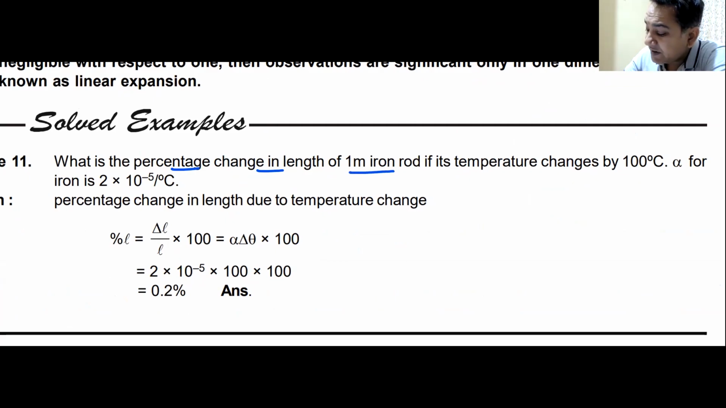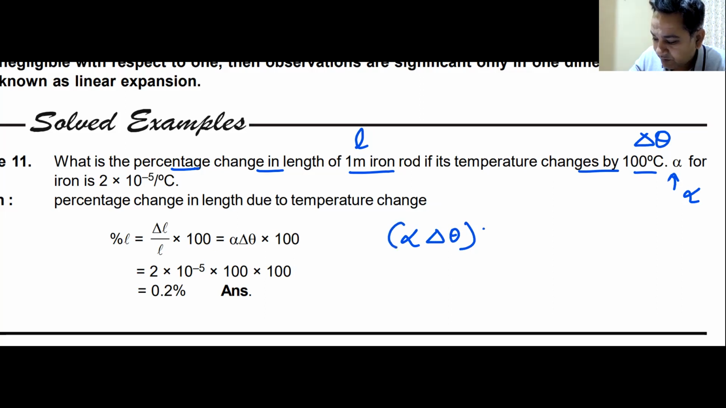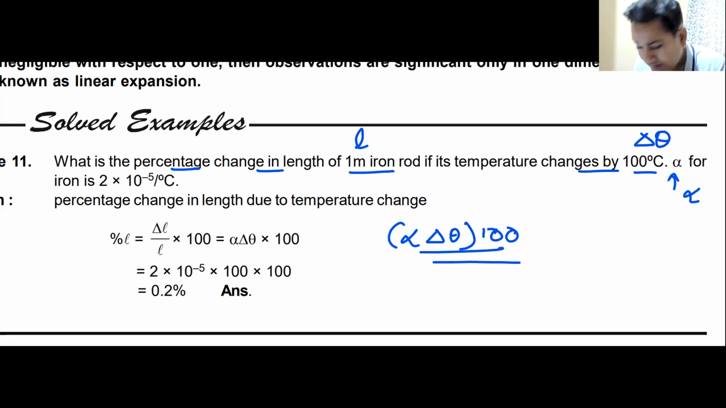Of a 1 meter iron rod, if the temperature changes, I will write the length as L, the change in temperature as delta theta, and the coefficient as alpha. What is the percentage change in length? And the answer is delta L by L into 100, so it is simply equal to alpha delta theta multiplied by 100. That would be the percentage change in length.